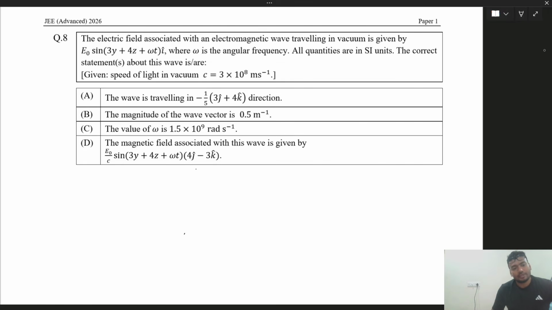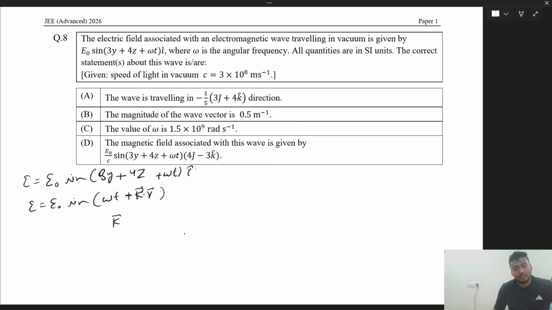Question number 8. You are given for an electromagnetic wave, the electric field vector is given by E naught sin(3y + 4z + omega t) i cap. Basically, that electric field is pointing in the positive x direction. But how to find out the traveling direction? If I compare it with the general equation sin(omega t plus minus k dot r), or simply plus k dot r, that is how you write the general equation, right? So if I compare that, k vector is 3 j cap plus 4 k cap, right?